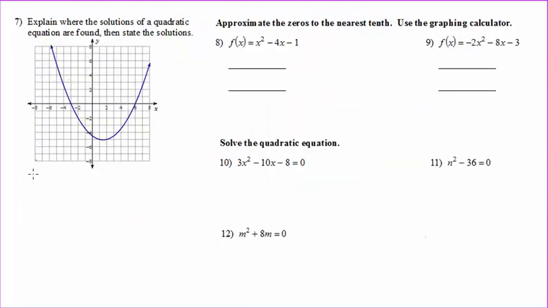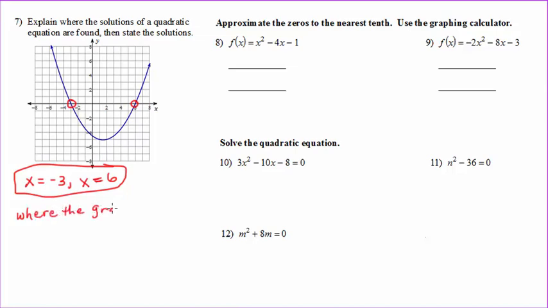Number 7, explain where the solutions of a quadratic equation are found, then state the solutions. They give us the graph, so we don't even have to do anything except look for our solutions, which are happening when x is -3 and when x is +6. So those are our solutions. How do we say where those occur? Well, it happened where the graph went through our x-axis. So that's what we would say, that our solutions are where the graph crosses the x-axis.